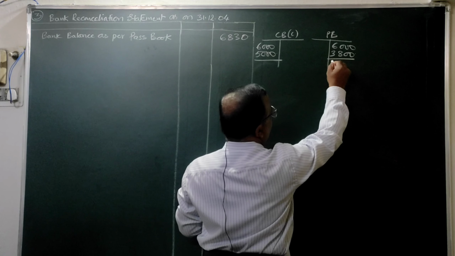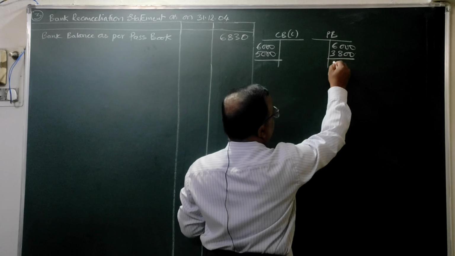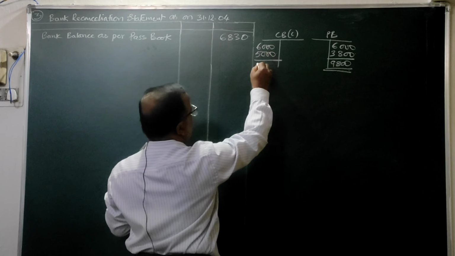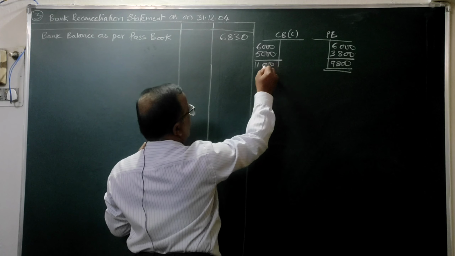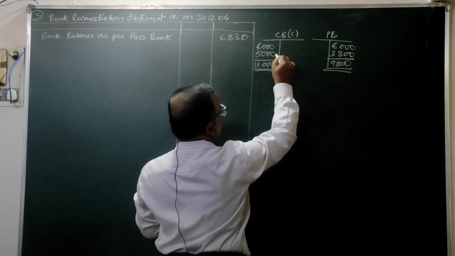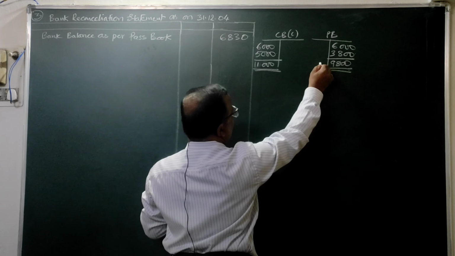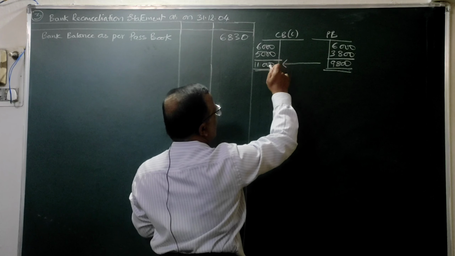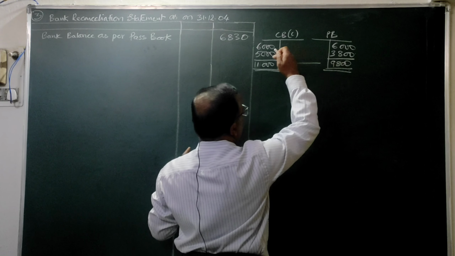So passbook shows how much? 6,000 plus 3,800 is 9,800. Passbook is showing 9,800, whereas cash book is showing 6 plus 5, 11,000. Okay, now you can see you have kept cash book as constant. That means our arrow mark we should point towards the constant side. That means this amount is not going to change. This amount should be converted to 11,000.